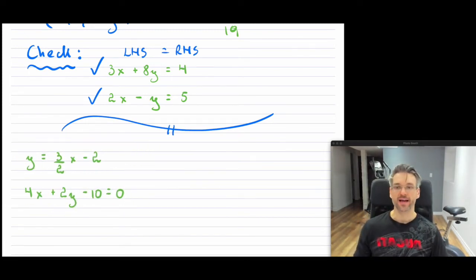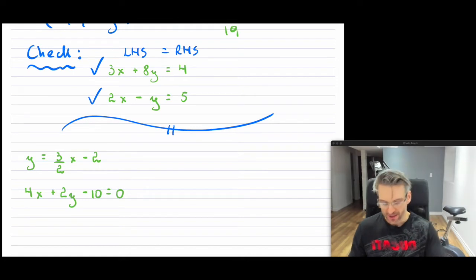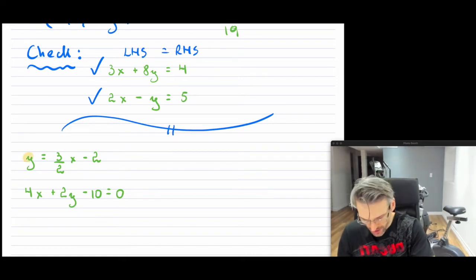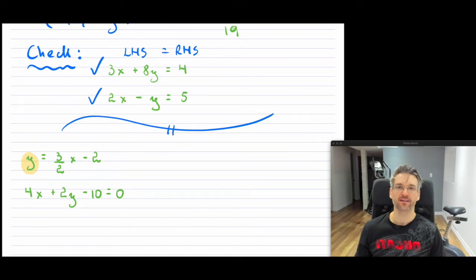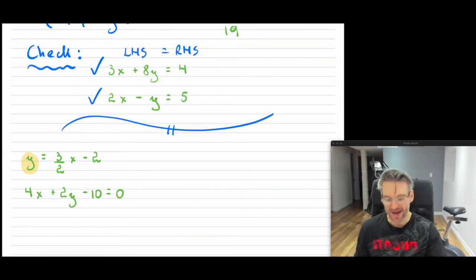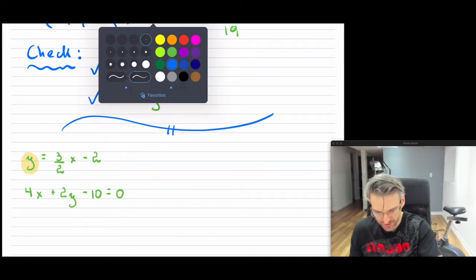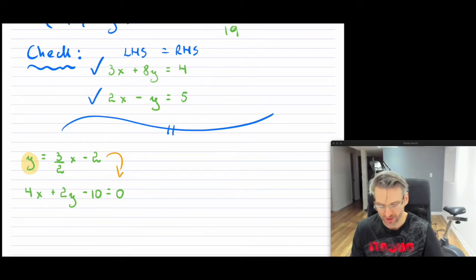So again, I have 2 equations, right? Notice that the first equation is already isolated for y. So don't waste your time and start isolating for something else. If it's already isolated for you, great. Step 1 done. Second step is let's substitute it back into the other equation. So I'm going to take this equation, substitute it into this.